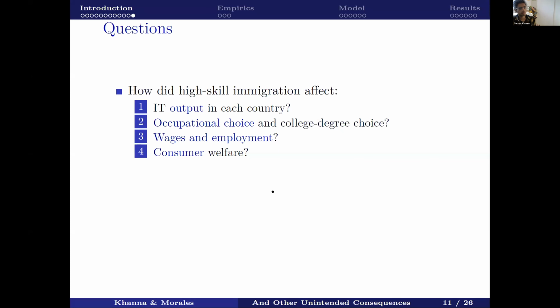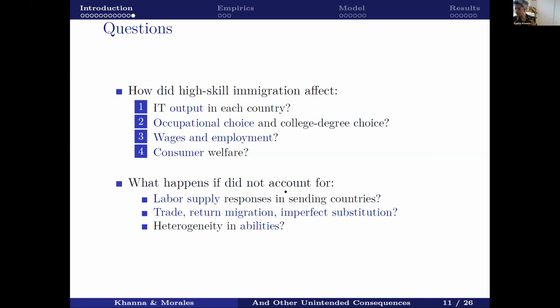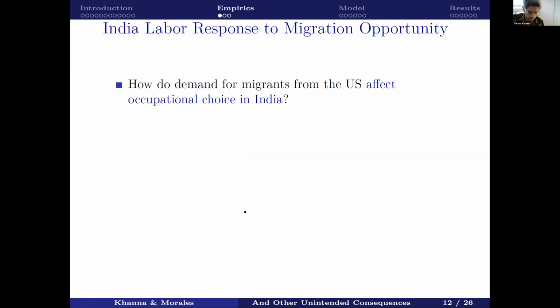So consumer welfare really changes as a result of all of this. And then really trying to get into the nuances of, well, what would happen if we didn't account for these kind of brain gain responses in sending countries? What would happen if you didn't account for return migration and so on and so forth? So the model really allows you to answer all these kinds of questions.